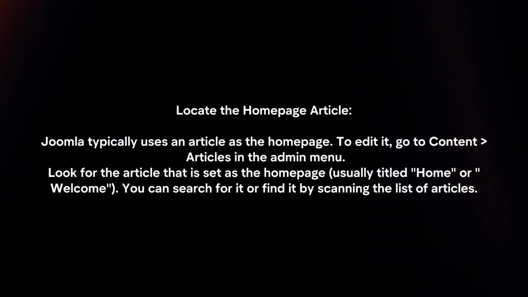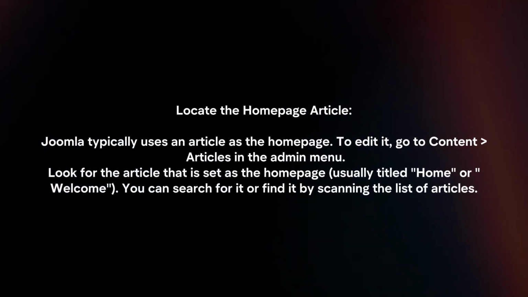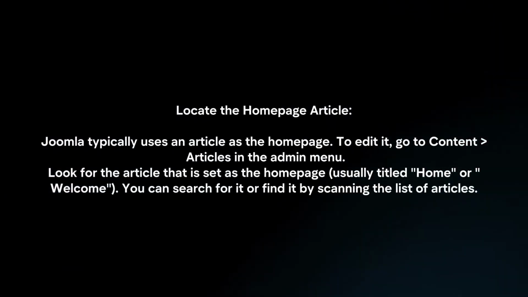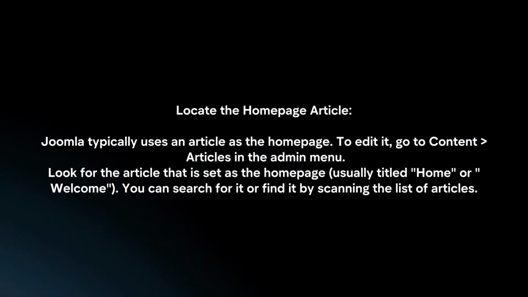Locate the homepage article. Joomla typically uses an article as the homepage. To edit it, go to Content, Articles in the Admin menu. Look for the article that is set as the homepage. You can search for it or find it by scanning the list of articles.